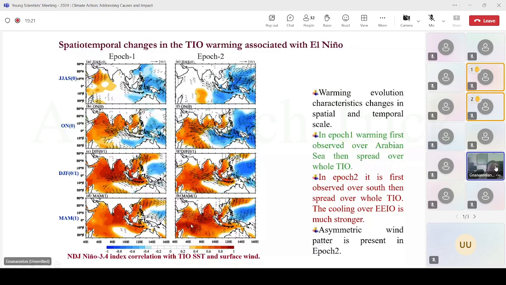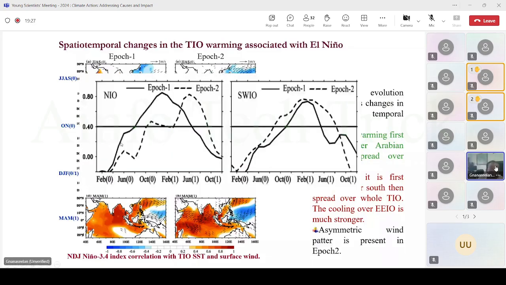And another thing you can see is, so these are two periods. In recent years, if you see, there is a dashed line. The warming pattern in the North Indian Ocean has changed a lot, because the North Indian Ocean was not warming in the ENSO phase, but it started warming only after the ENSO decays.